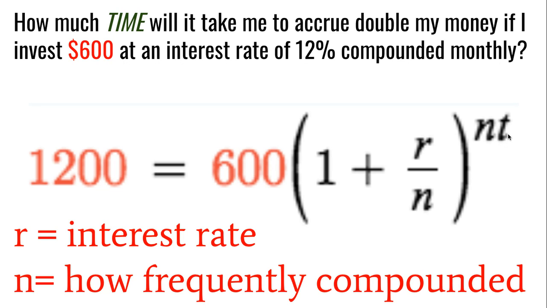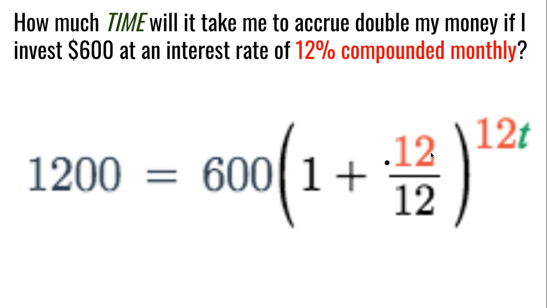All right, other values that we can plug in are the interest rate. They gave us 12%, so that'll be 0.12, or 12 over 100. And if it's compounded monthly, then we can use this number 12, because there are 12 months in a year.